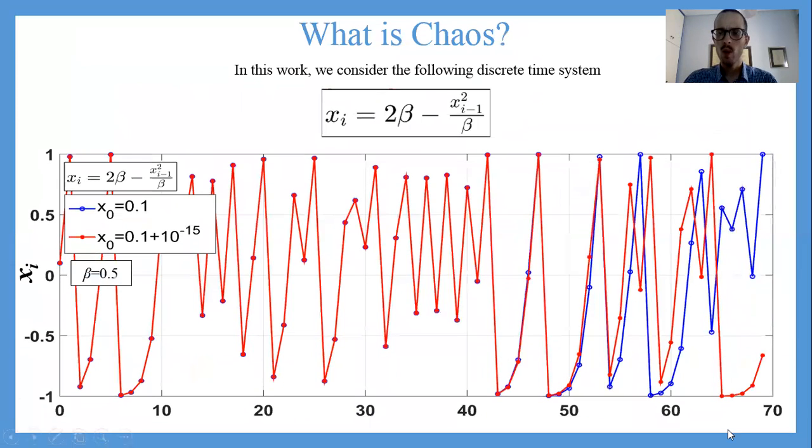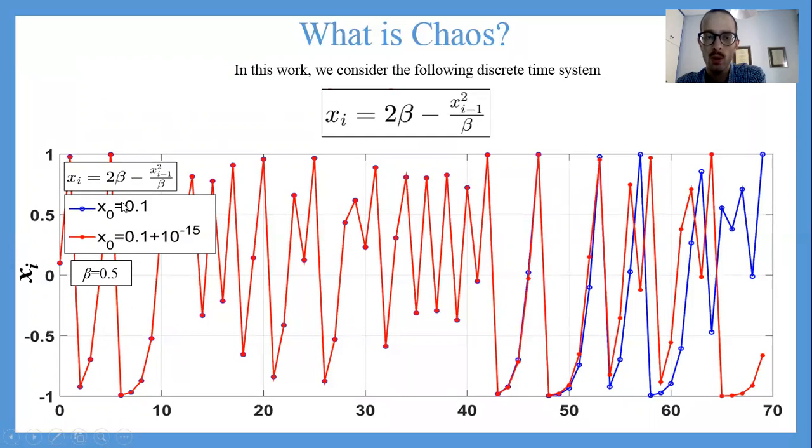Here in our work, we are going to use a very simple discrete time chaotic system. It is an iterative formula given by this very simple term. As you can see, there are only two terms here. Beta is a parameter. And here, for example, I plot the solution where the beta parameter is 0.5. And you see two different solutions.